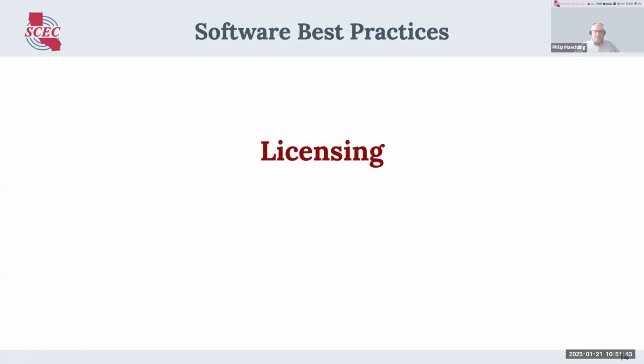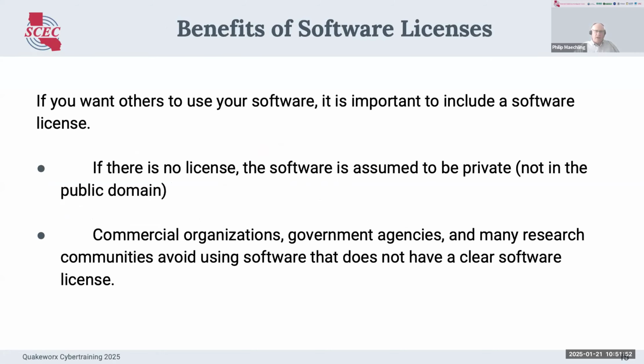I want to start with software licensing. When you develop and deliver research software, if you want others to use it, it's important to include a software license. If there's no license, the software is assumed to be private, and commercial, government agencies, and many research communities will avoid using your software if it doesn't have a clear software license. We want to have broad impact, so we want others to use it. So SCEC has adopted use of software licenses for our codes.